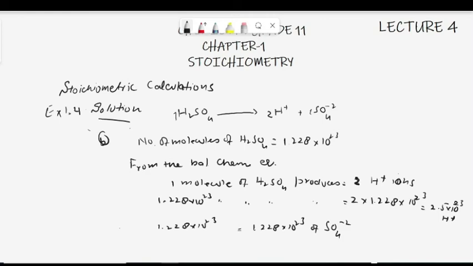Let's move on to the third part, that is part C, and that is to calculate the mass of the individual ions that are produced as a result. So we have to take the number of ions and then multiply it with the molar mass of the ion and then divide it by the Avogadro's number. That will give you the mass of the ion.